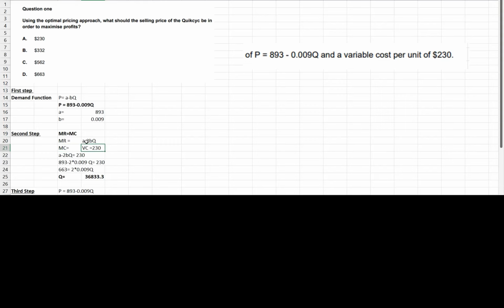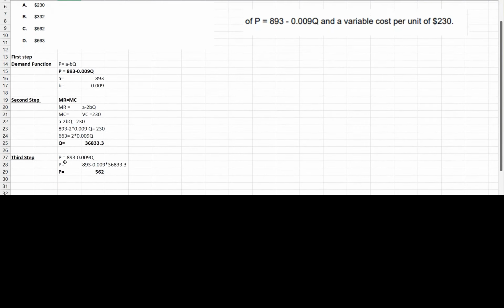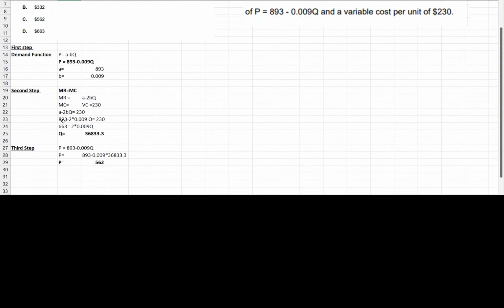All right, so we will equate these two, which means A minus 2BQ equals 230, and we will again put in the values of A and B. The value of A is 893, which we calculated in the first step, minus 2 into the B value, 0.009, as we calculated in the first step, into Q, which we need to find in this equation, equal to 230. So solving this equation gives the Q value, that is 36,833.